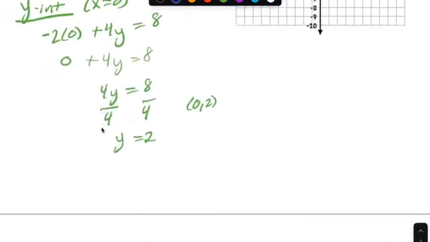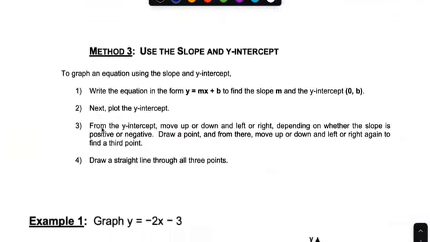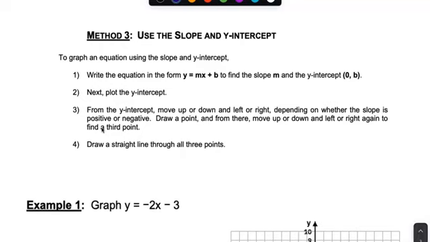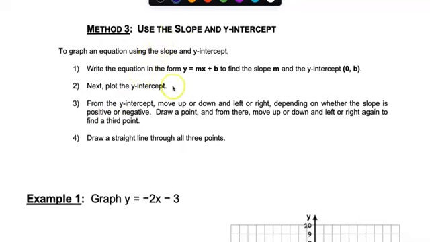Okay, the next way: slope-intercept form. Now, this is generally the fastest way if you already have something in slope-intercept form, which is y equals mx plus b. So let's rewrite it here: y equals mx plus b. The b is your y-intercept.